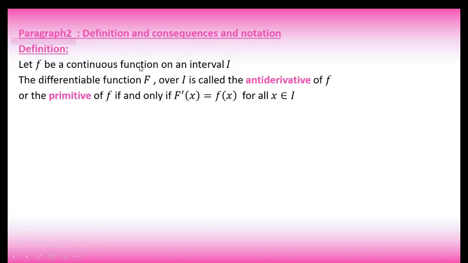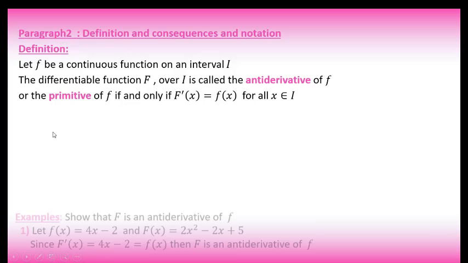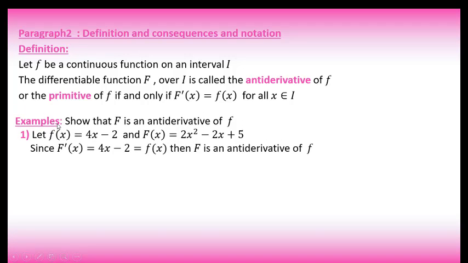Now, paragraph number 2. Let f be a continuous function. The differentiable function capital F is called antiderivative or primitive of small f if and only if derivative of capital F equals small f. I repeat, if derivative of capital F equals small f, then this capital F is called antiderivative of f.